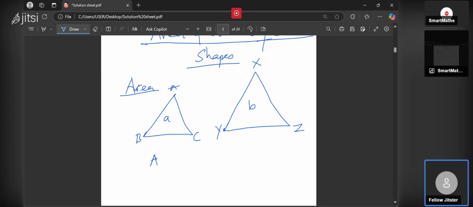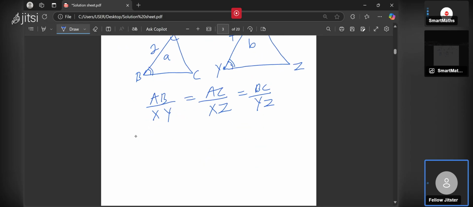So the ratio of corresponding sides: AB corresponds to XY. Let's say we have this one to be 2, and this one to be 4. Then AC corresponds to XZ, and BC corresponds to YZ, right? Now, if AB is given to be 2 and XY is 4, the scale factor for this similar shape is AB over XY, which is 2 over 4, and that gives us 1 over 2.